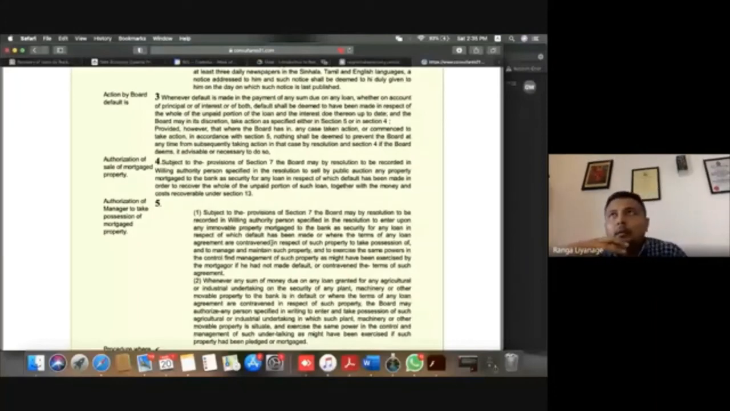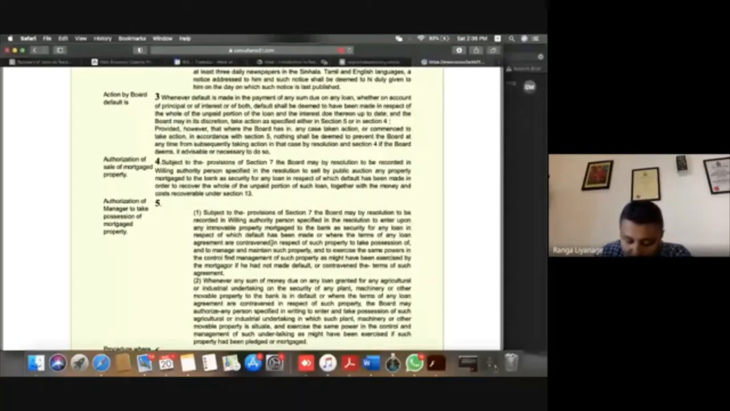So the bank can, under section 4, resolve to sell the property by public auction. Or under section 5, resolve to enter into that property and manage it as the mortgagor used to manage the property. Why is that? To generate income. The borrower mortgaged that property and didn't repay the bank, so the bank can go into the shoes of the mortgagor and generate income.